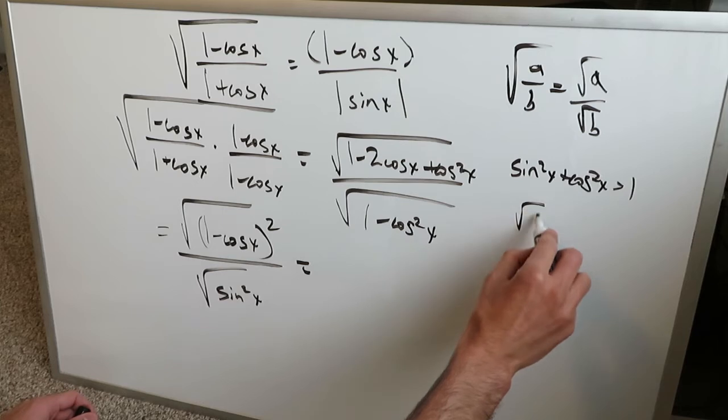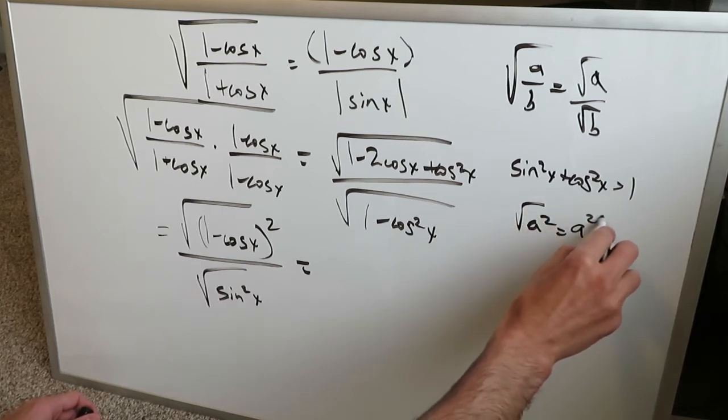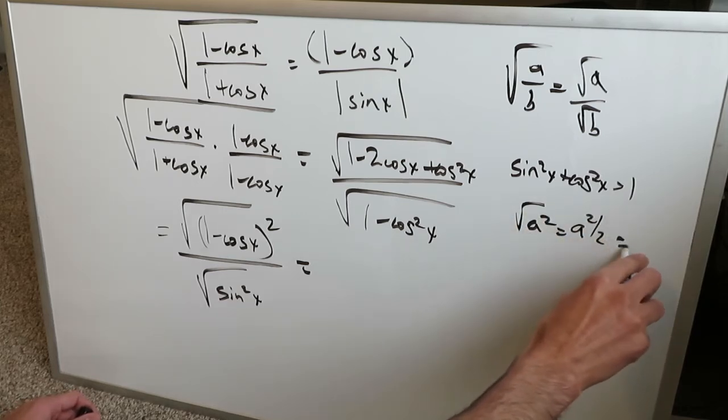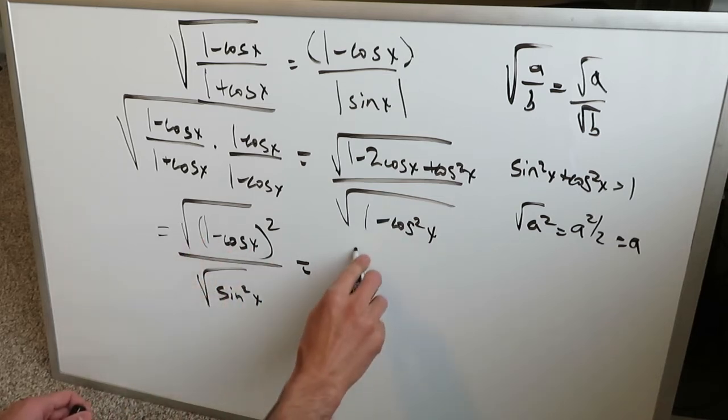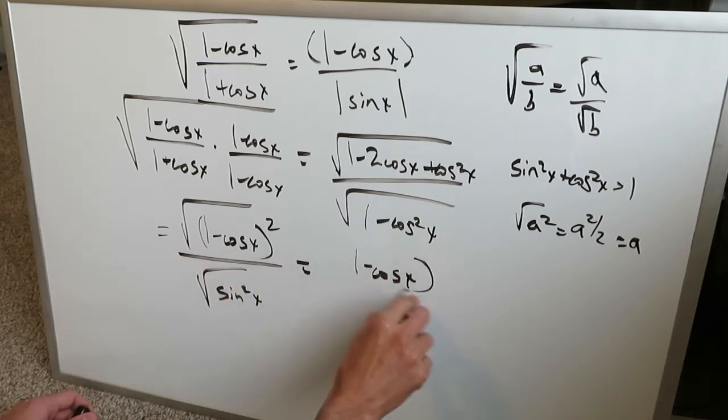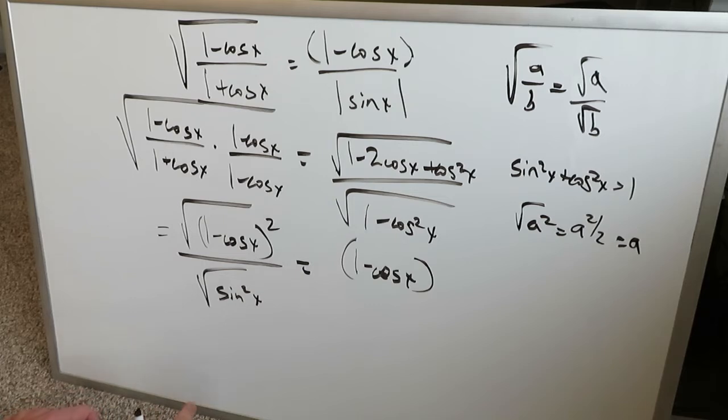If you're doing a square root of a squared, you're looking at a squared over 2, which is really equal to a to the 1. Here in the numerator you're getting 1 minus cosine x. You can keep that in these parentheses. Here in the denominator you're getting the square root of a power squared, so you're going to get sine x.